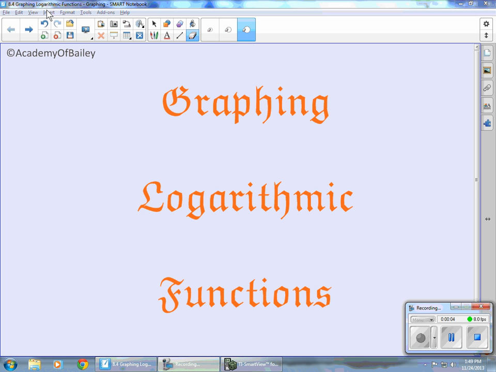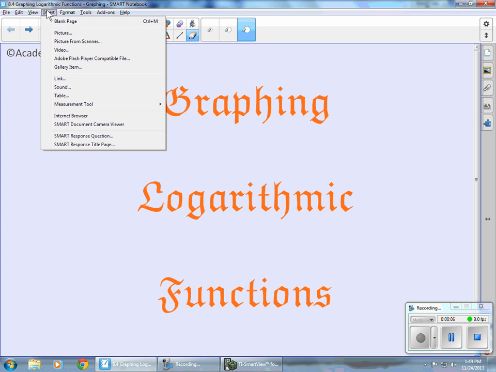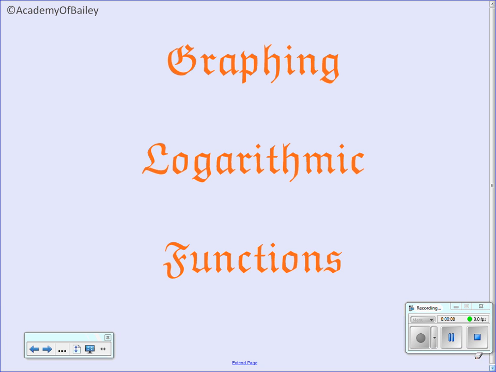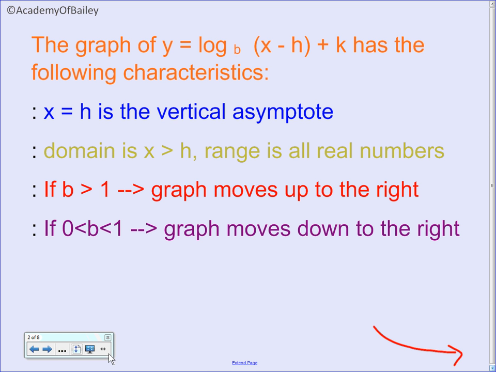All right, we have a video here that's going to show you how to graph logarithmic functions. There's some things you need to memorize when you graph logarithmic functions. It will help you out as far as just identifying if you've graphed it correctly.